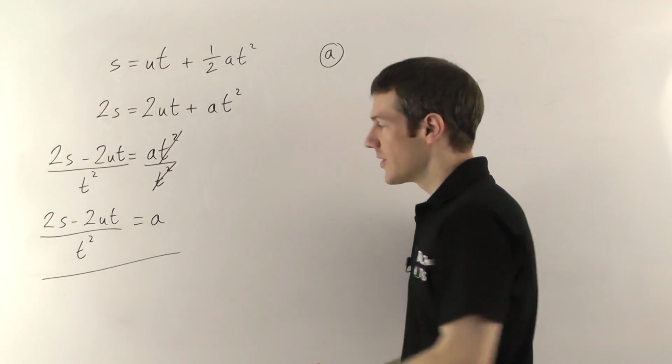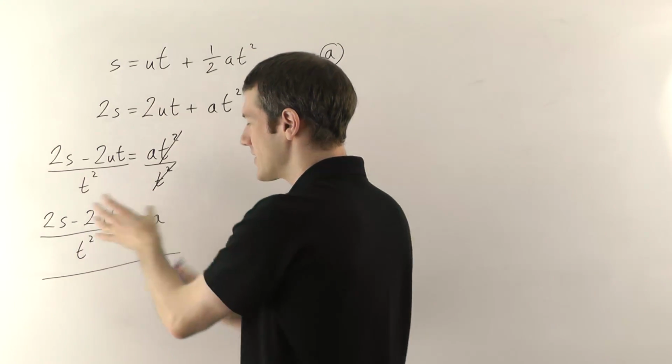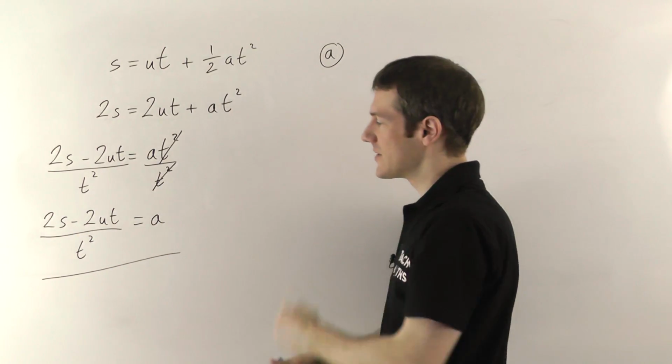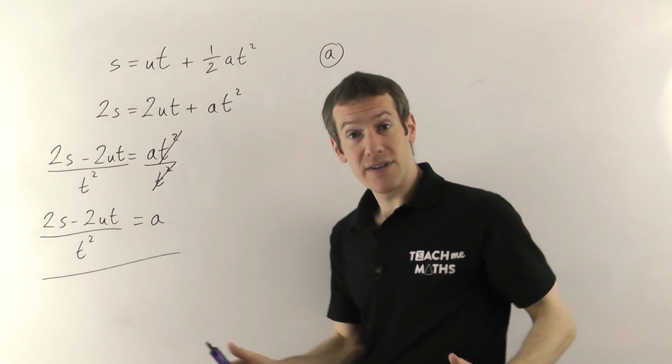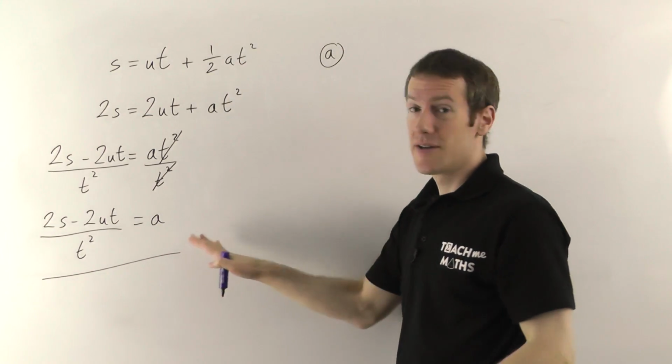If you want to, you can write it with the a on the left and put all of that on the right. As I say, it doesn't matter which way around these things go. Some people like to have the letter that you're trying to transpose or get by itself on the left. It makes no difference, but if you want to do that, that's fine. So those are the steps.